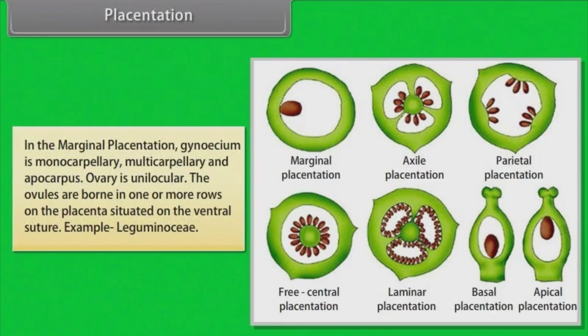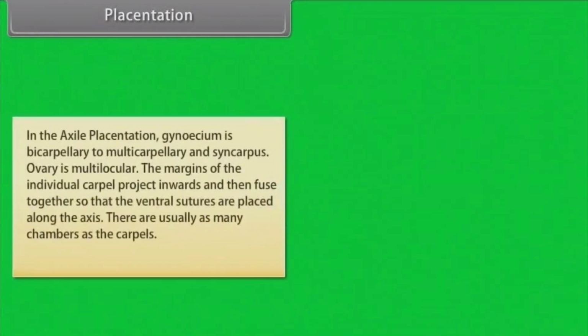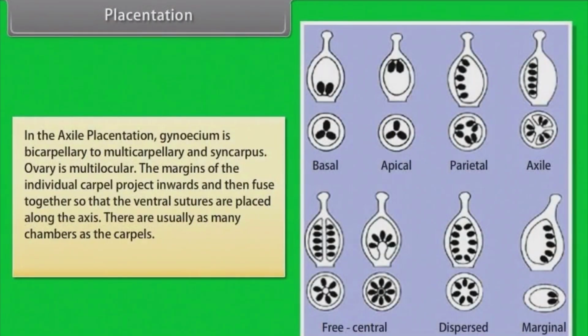Example: Leguminosae. In the axial placentation, gynoecium is bicarpellary to multicarpellary and syncarpous. Ovary is multilocular. The margins of the individual carpel project inwards and then fuse together so that the ventral sutures are placed along the axis. There are usually as many chambers as the carpels.